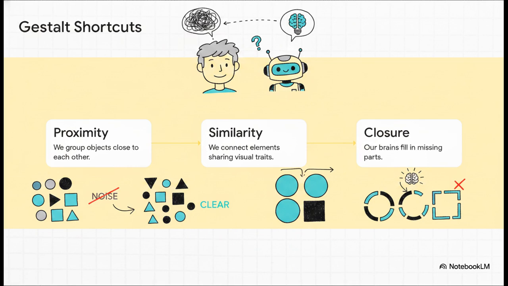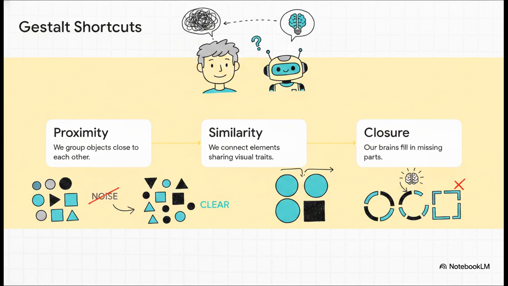First is proximity. Our brains just automatically group objects that are physically close to each other. Second is similarity. We instantly connect elements that share visual traits like color or shape. And third is closure. Our brains will automatically fill in the missing parts of incomplete shapes. By intentionally using these natural biological shortcuts, you're organizing the information for the viewer, totally saving their brain from doing all the heavy lifting.